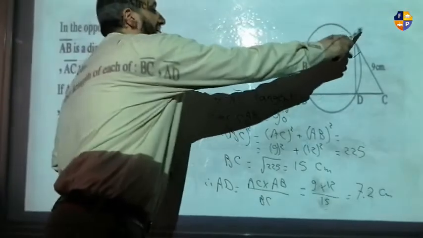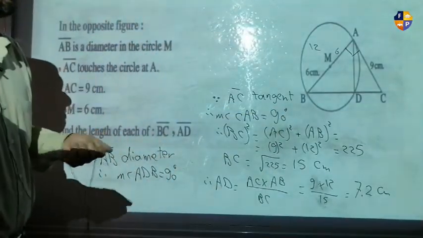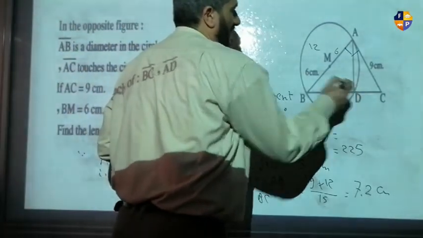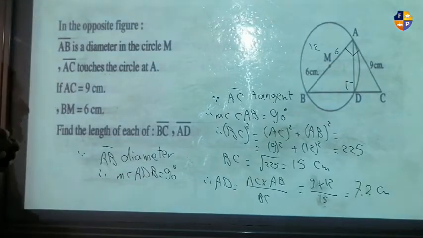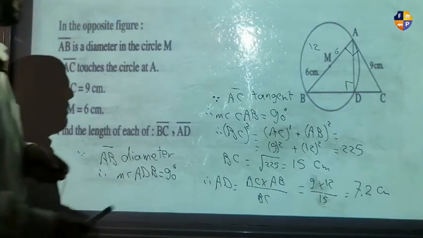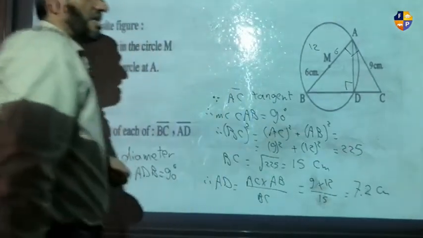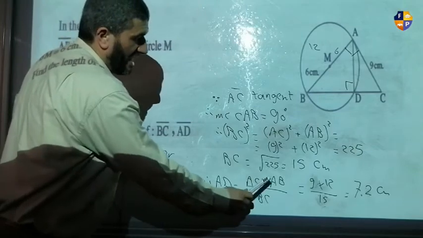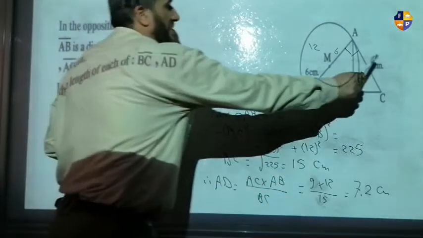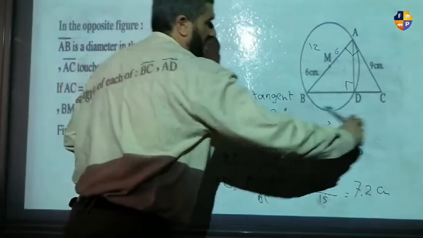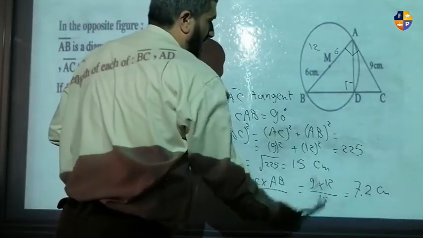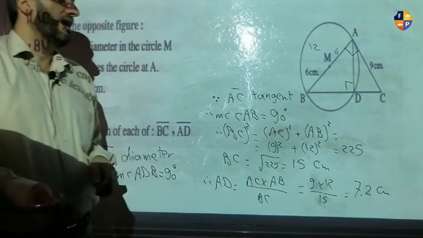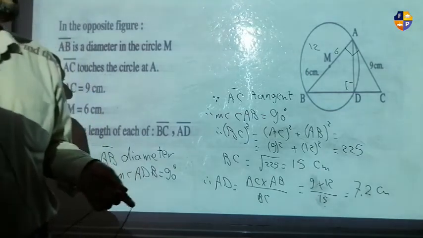But AB is the diameter in this circle, so the inscribed angle ADB is a right angle. Then we can find AD by using Euclid's theorem: AD equals AC times AB divided by BC, 9 times 12 divided by 15 equals 7.2. It is the last example in this lesson.